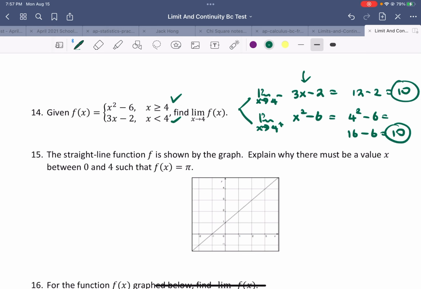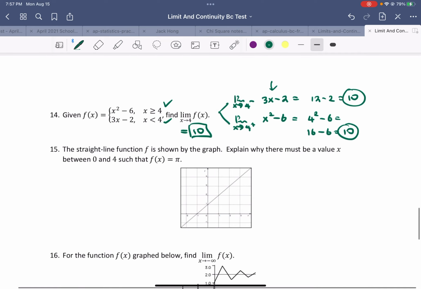Okay. They match, right? As long as they match, you can say this limit is 10. That's your final answer. Okay? So you do the one-sided limit for both of them. As long as they match, then that's the limit.